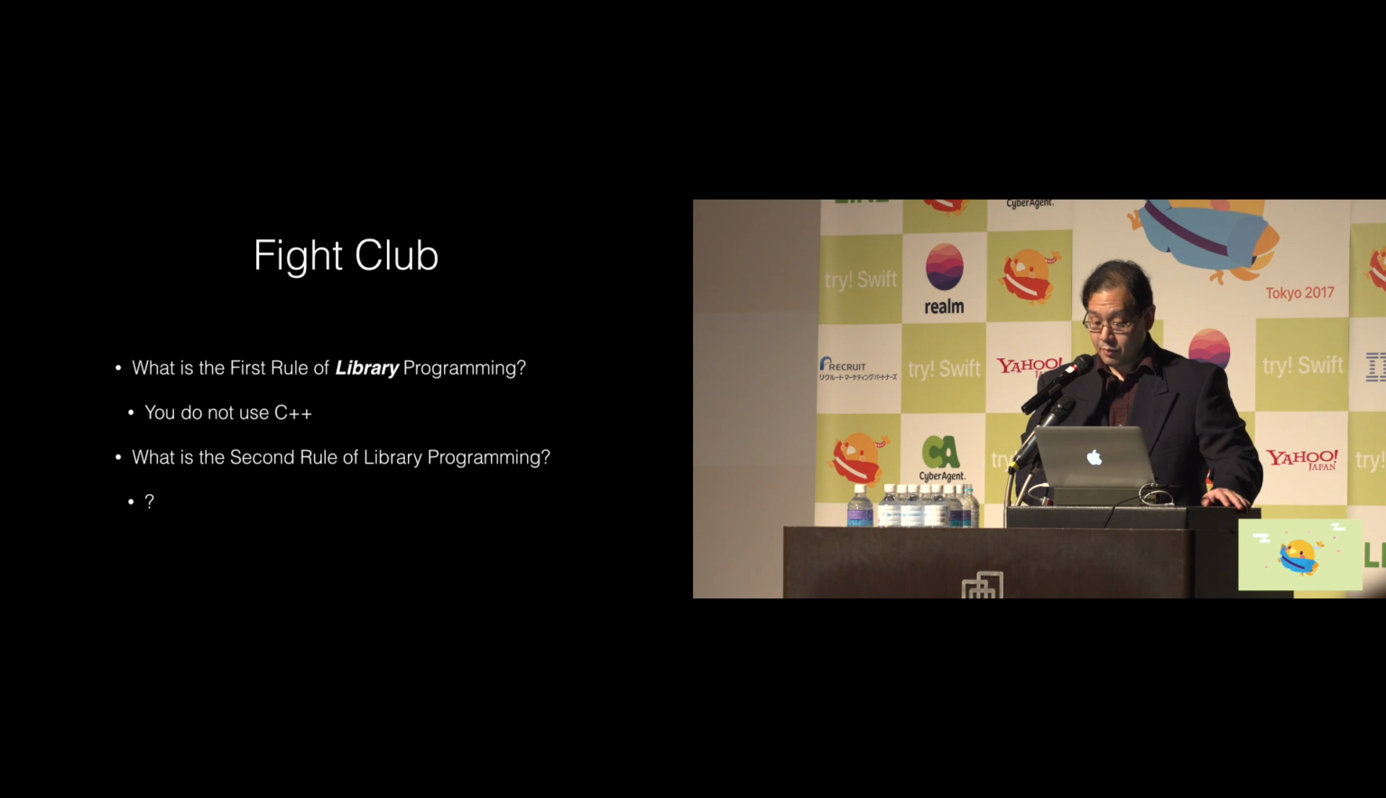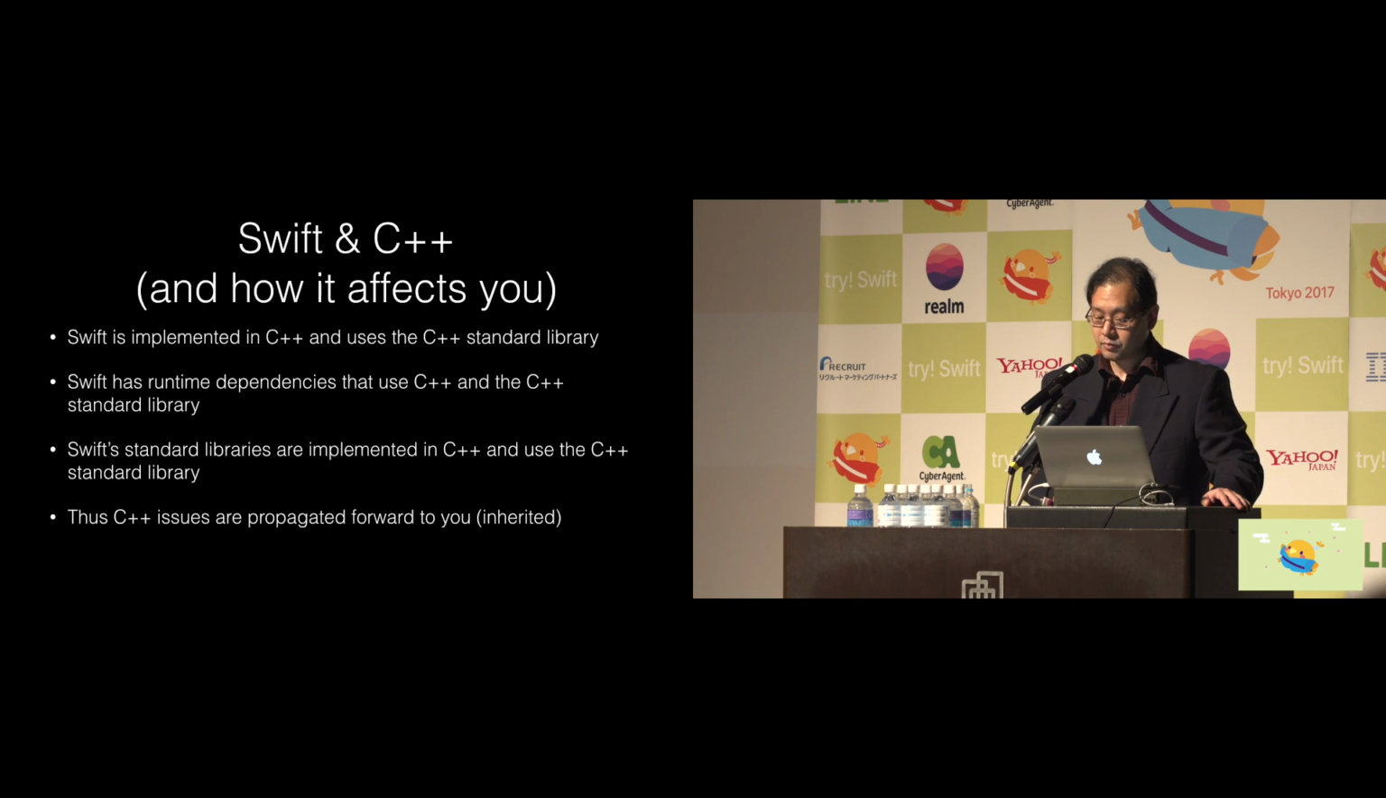Now I need to go one step deeper and talk about C++. Once upon a time, it was well known that you do not write libraries in C++. But I see a lack of library developers giving talks nowadays, and people seem to be forgetting these important lessons. I have to mention this because Swift uses C++. Swift itself is implemented in C++, and its standard libraries depend on the standard C++ library. Thus, the C++ pitfalls are passed on to you. And with the Android NDK, these problems are much more apparent.